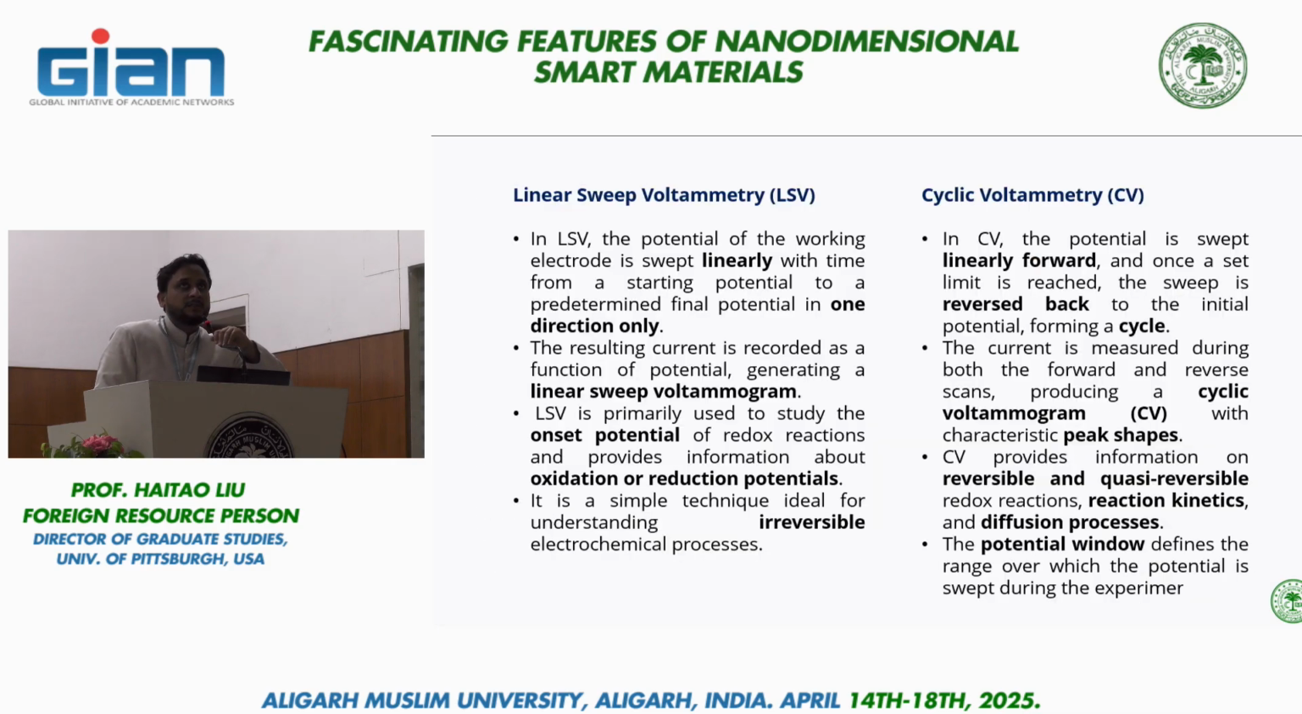So this is the difference. In LSV, the potential of the working electrode, as I said, is swept linearly with time in one direction only. While in the case of CV, the potential is varied in both directions in a cyclic fashion, forward scan and reverse scan. The resulting plot is called a linear sweep voltammogram, while in the other case it is called a cyclic voltammogram, and a duck-shaped curve is obtained. We have peak current values for both the oxidation and reduction cycles because it is used for reversible reactions.